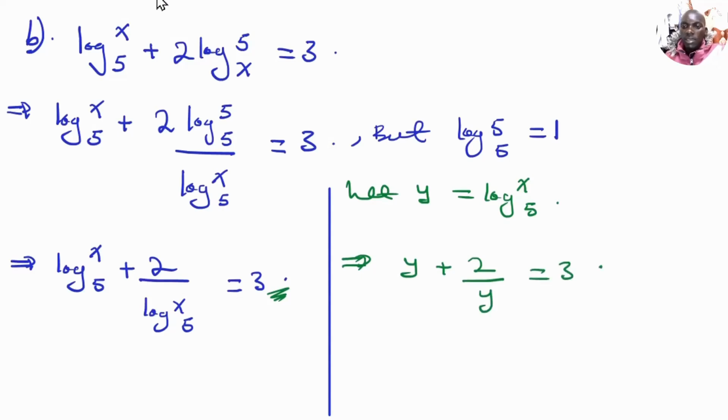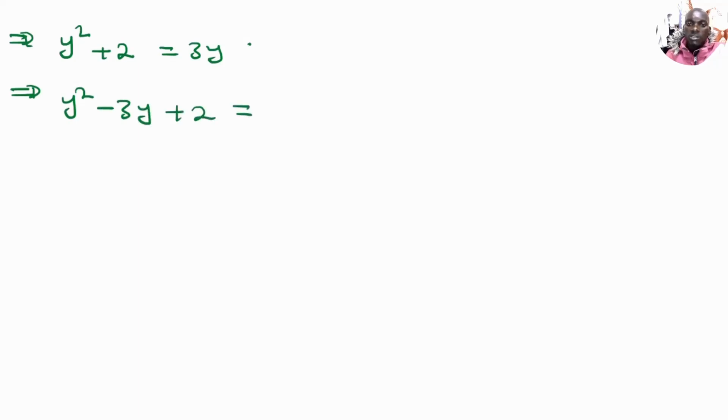Let us multiply by y everywhere. So we are going to have y multiplied by y plus 2 divided by y multiplied by y equals 3 multiplied by y. As it proceeds, this is the same as having y squared plus 2 equaling 3y. Let us take this 3y to the left hand side so that we can form a quadratic equation. So this implies that y squared minus 3y plus 2 equals 0.